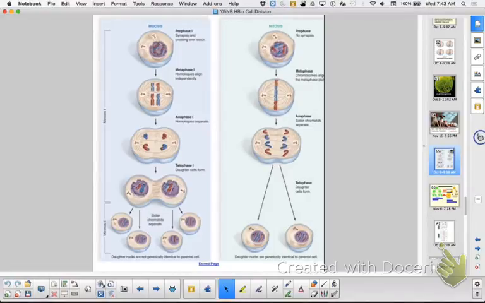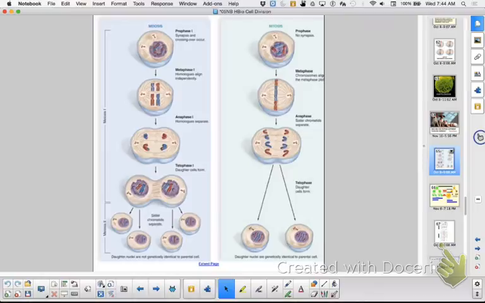Okay, now discuss with your bio buddy, how should you fill in the next boxes? Take a look at that. Okay, come back to me. How many daughter cells do you produce in mitosis? 2. How many in meiosis? 4. Good. Fill that in.